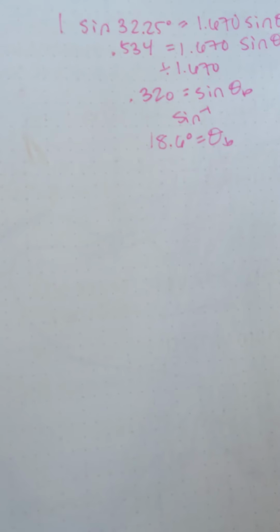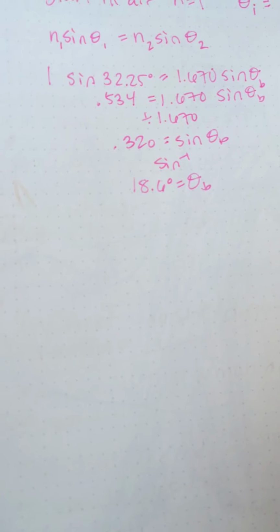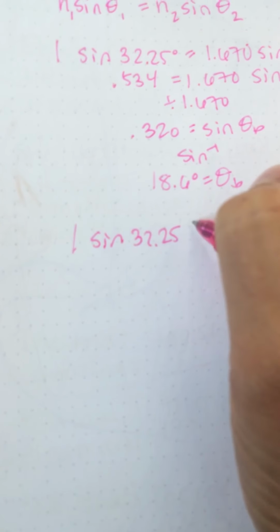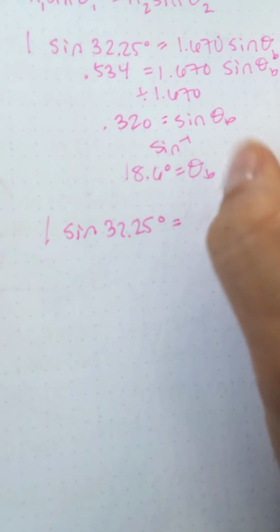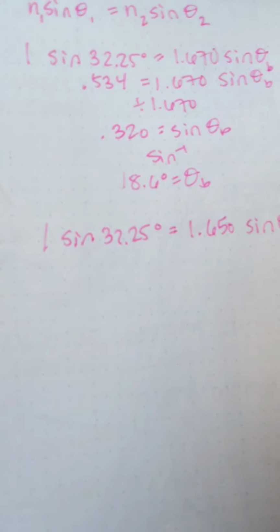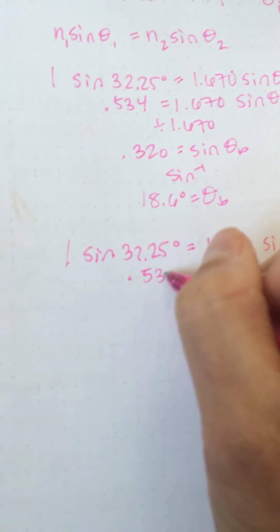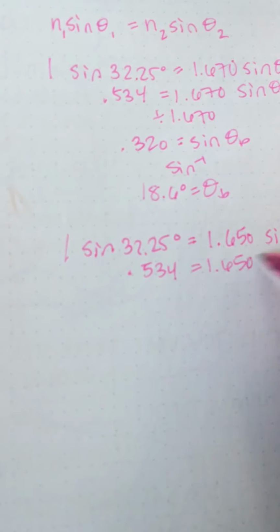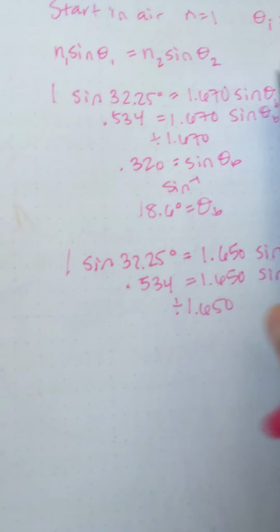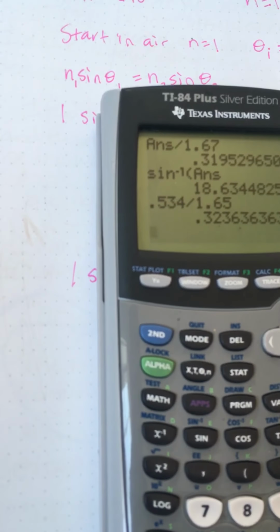Now I have to do that same process for the red light. And remember, everything's the same except for the n value for red is now a little bit lower. So I'm going to have 1 sine of 32.25, that's where it's coming in from the air, going into the glass for the red light. Now I have the n value of 1.650 times the sine of some theta sub r. So this number is going to be the same as it was before, so I'm just going to copy down my 0.534. And I'm ready to divide over the 1.650. And I got 0.324.